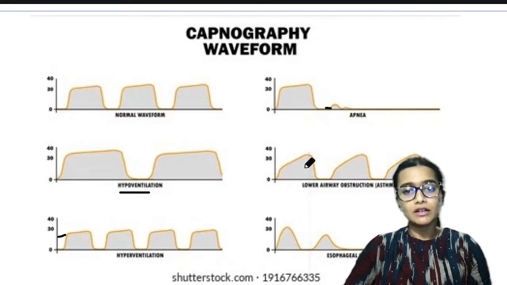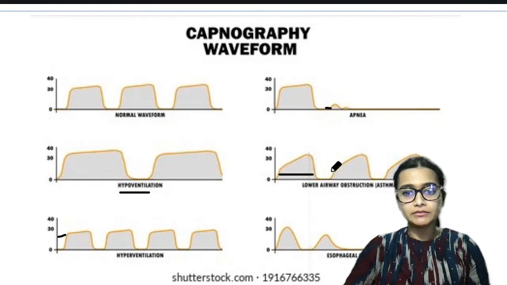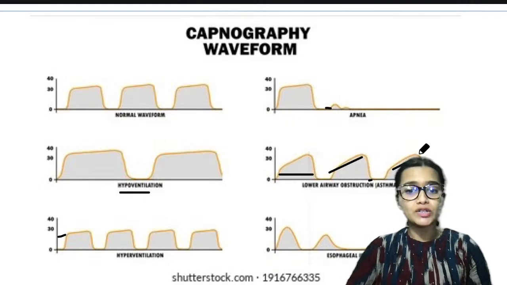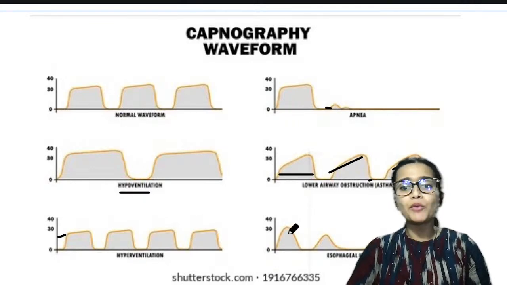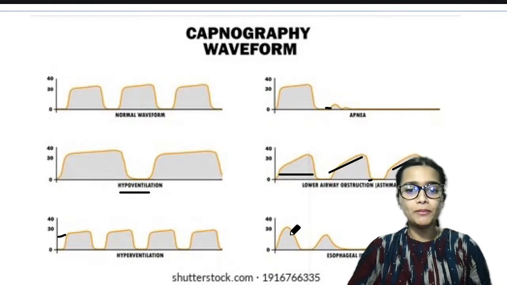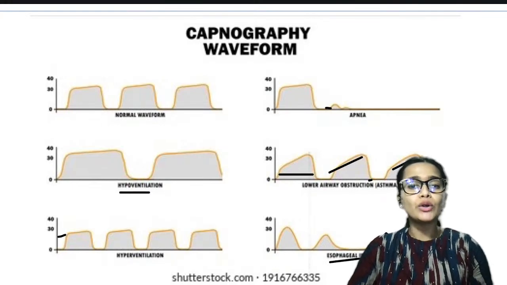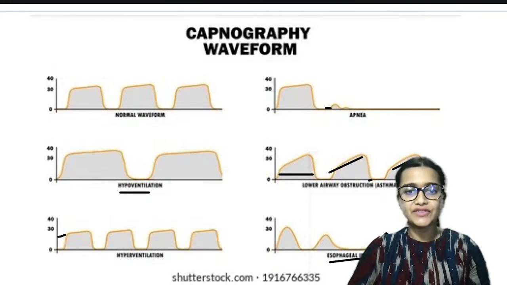Coming to this diagram, where you see a shark fin pattern, there is some upsloping in the plateau phase. That is usually seen in lower airway obstruction in asthma, COPD, or even bronchospasm. And the last trace is where there is no proper morphology or shape to the waveform. That indicates esophageal intubation, where it is just swallowed air that comes off in a haphazard trace.